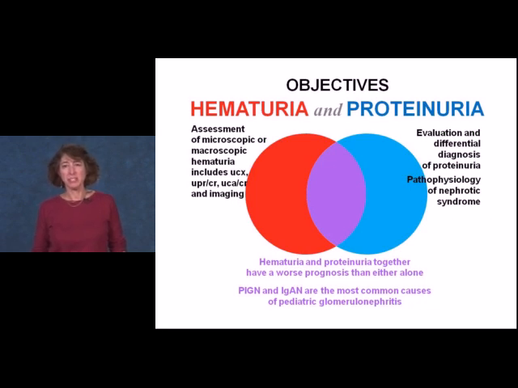Evaluation of proteinuria will be discussed with learning the differential diagnoses of proteinuria, and we'll discuss the pathophysiology of nephrotic syndrome. And then hematuria and proteinuria, when they come together, we'll learn that they have a worse prognosis than either one of those alone, and that post-infectious glomerulonephritis and IgA nephropathy are the most common causes of pediatric GN.